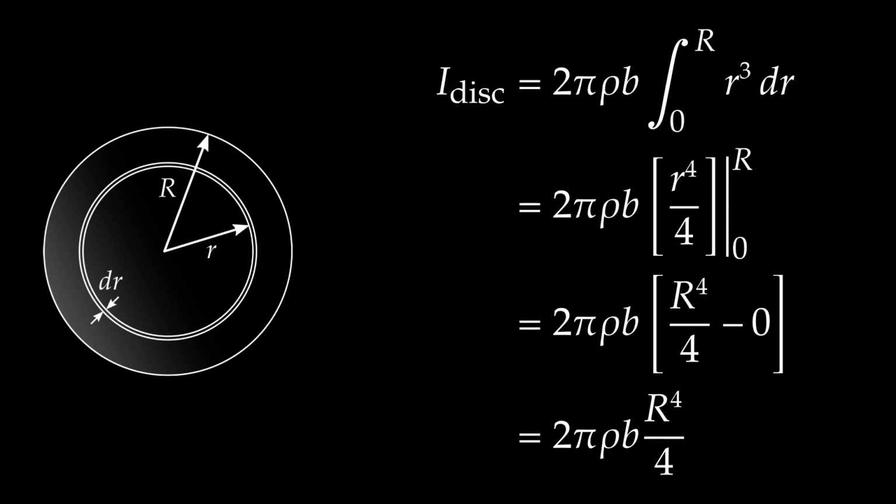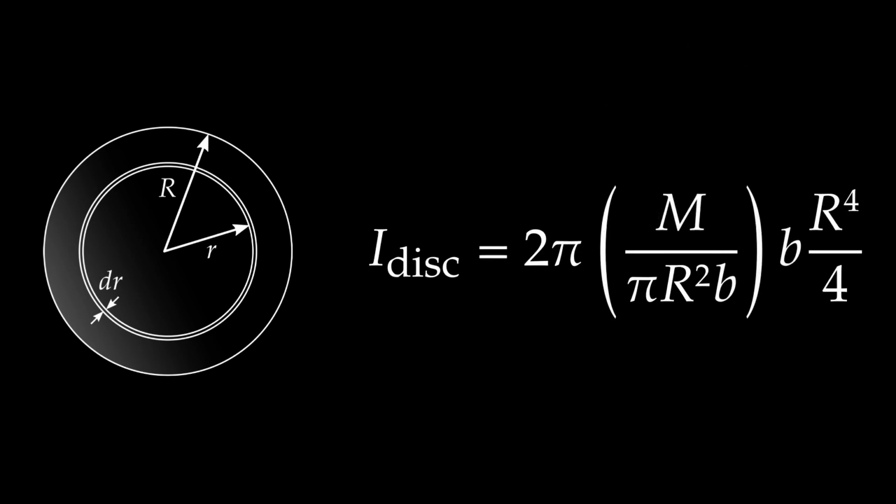I'm not done yet, though, because as I've done in the past, I'm going to take my original density, the density of the disk overall, the mass per unit volume, which is m over pi R squared b, and I'm going to insert that density in, and I'll find quite a bit of simplification. So inserting the density, I have my constants 2 pi b times that density, m over pi R squared b, right there in front, R to the fourth on 4.